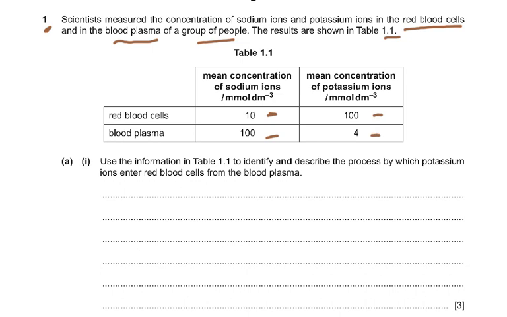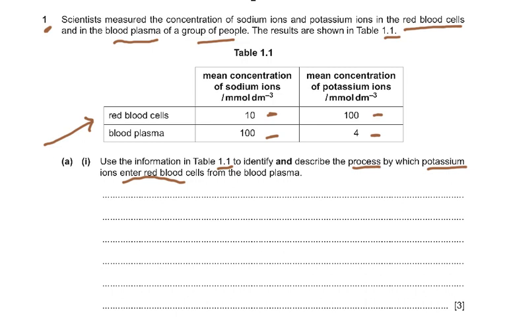Now it says use the information in table 1.1. So always look at this table. You don't talk about something else which you know, but look at the table and then give me some information. Identify and describe the process by which potassium ions enter red blood cells. So potassium ions enter red blood cells. Now where are the potassium ions?